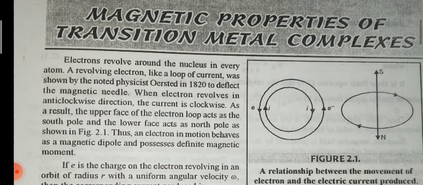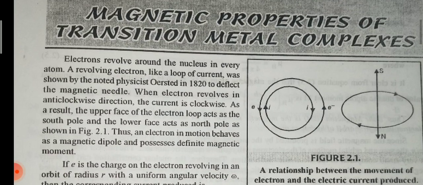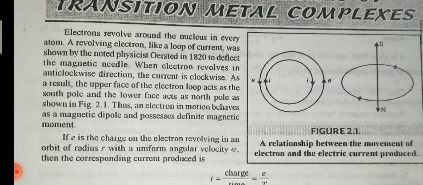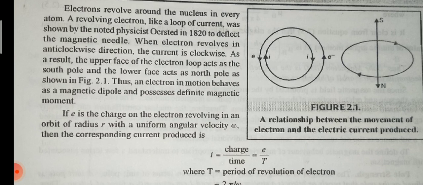Electrons revolve around the nucleus in every atom. A revolving electron, like a loop of current, was shown by the noted physicist Oersted in 1820 to deflect the magnetic needle. When an electron revolves in the anti-clockwise direction, the current is clockwise. As a result, the upper face of the electron loop acts as the south pole and the lower face acts as the north pole, as shown in the figure. Thus, an electron in motion behaves as a magnetic dipole and possesses a definite magnetic moment.